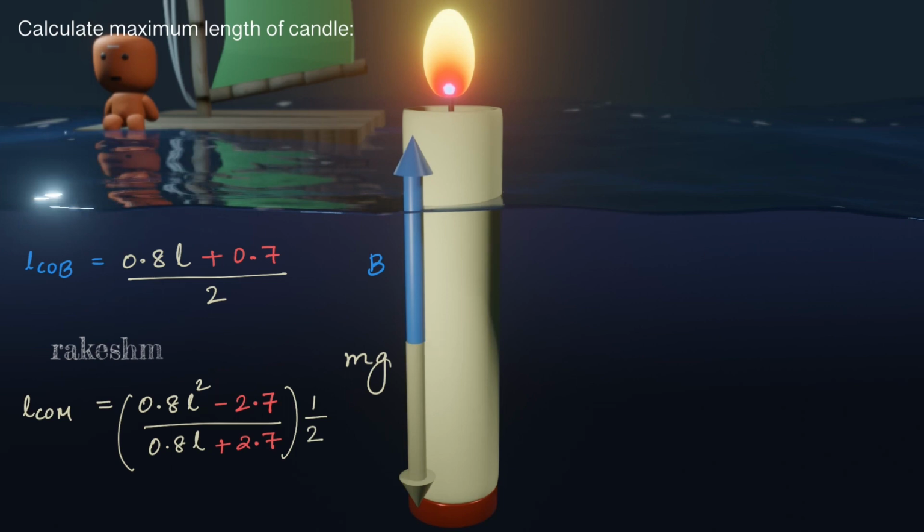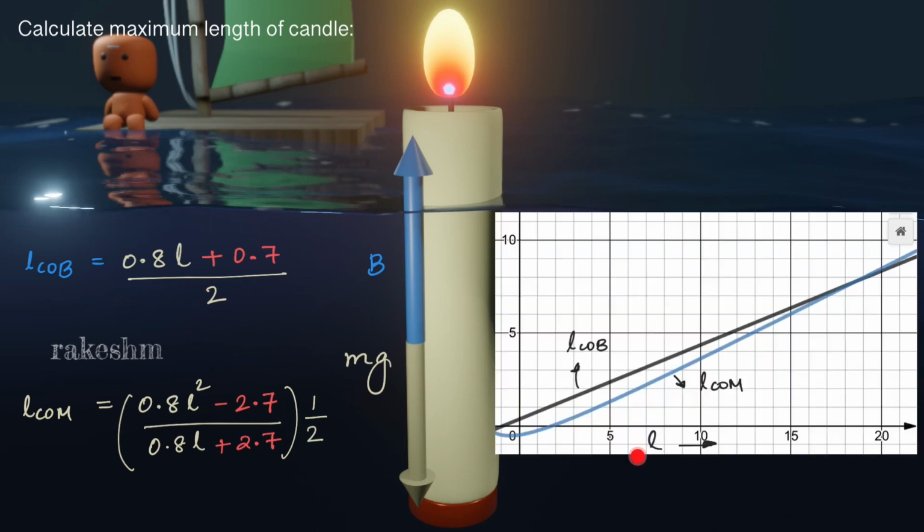If you remember, we had calculated LCOB, the separation between this level and the center of buoyancy, and LCOM, the separation between this level and the center of mass. Let us now plot the graph of these two quantities with L, the length of the candle. On the x-axis we have the length of the candle. This graph is the LCOM, and this is the LCOB, the center of buoyancy. Always the center of buoyancy should be above the center of mass. Then only can this candle float stably.